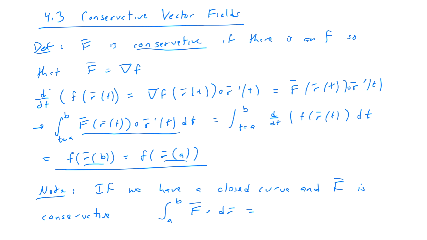So if this is a closed curve, so I say a to b, but they're really the same thing in some ways, then what am I going to get for the integral? Just 0.